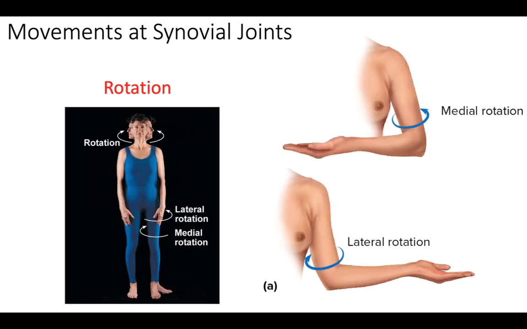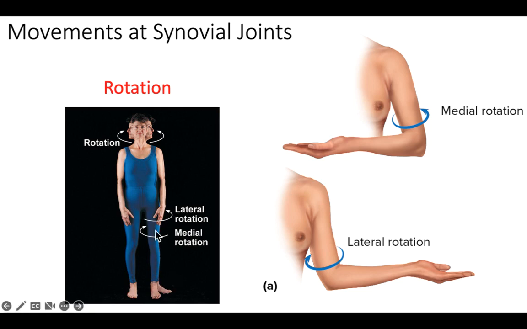Next one is rotation. Rotation requires either a pivot joint or a ball and socket joint. This woman is rotating her head using her atlantoaxial pivot joint, that pivot joint between C1 and C2.